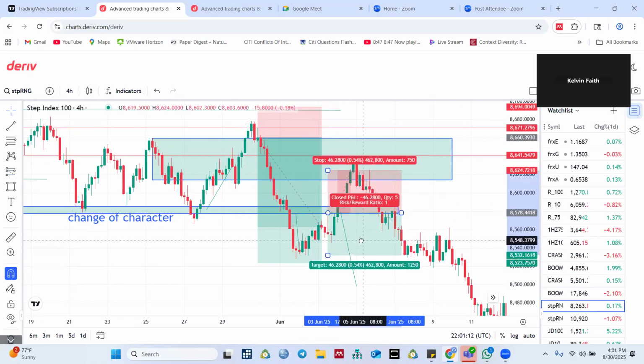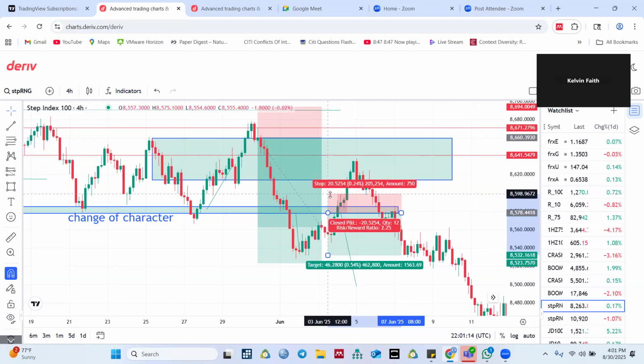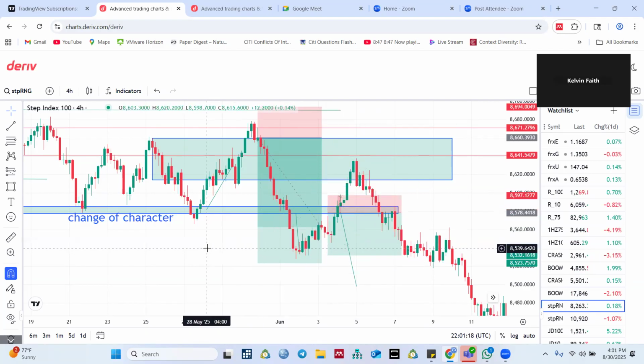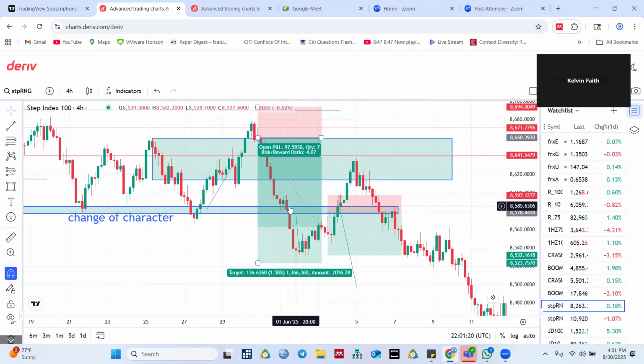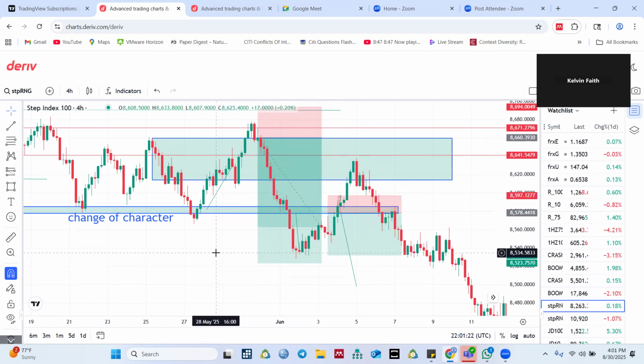Okay, so this is the sell entry. Where will your stop loss be? Just a little above that zone. Okay, a little, because sometimes price could go up and then engulf again back into it.